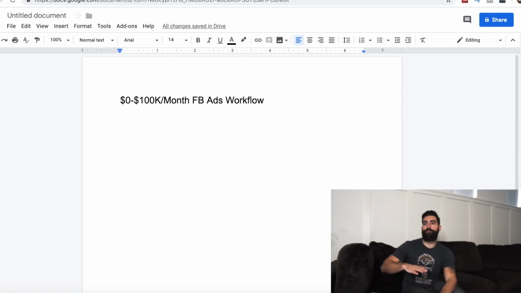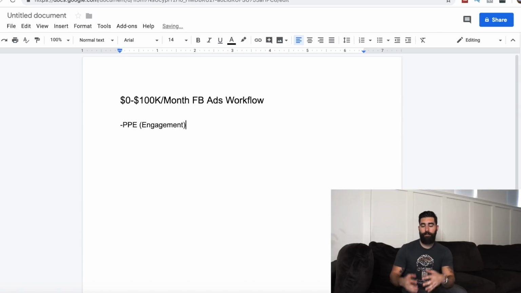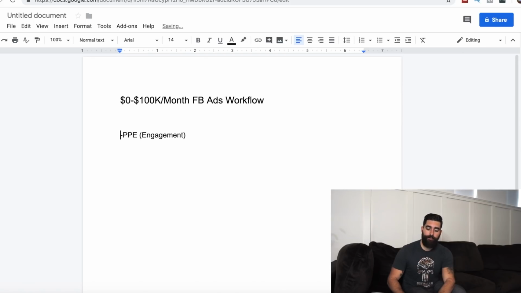So the very first thing you do, after you've done your product and your supplier research, after you've already nailed that down, and you have a product that you think has very good potential, the first thing you want to do is run a PPE ad. Now, with a PPE ad or engagement ad, a lot of people think that this is actually to test the product. This is under the testing phase, but this is not to actually, quote unquote, test the product.